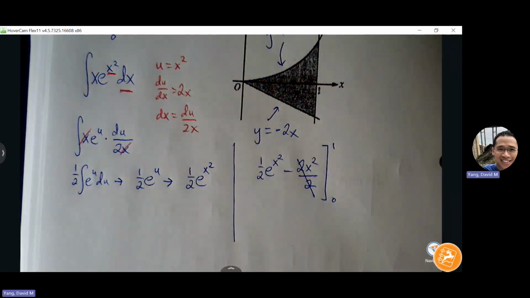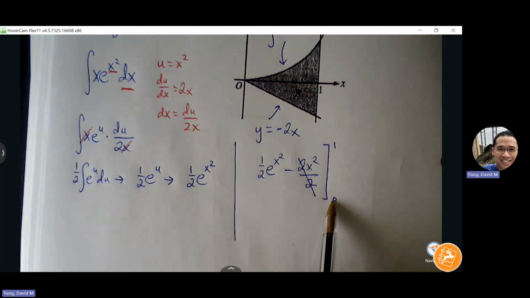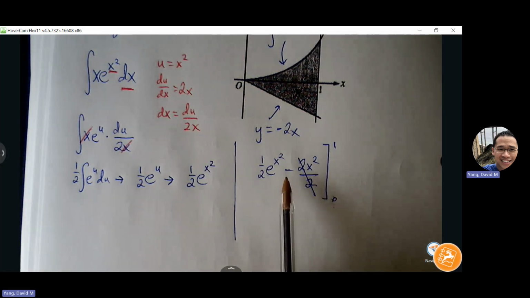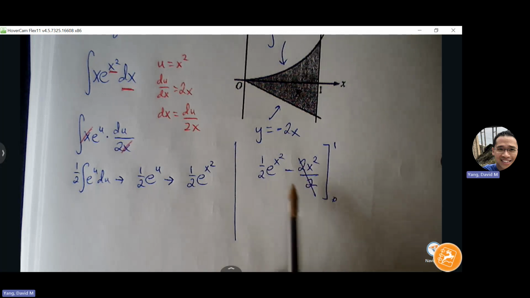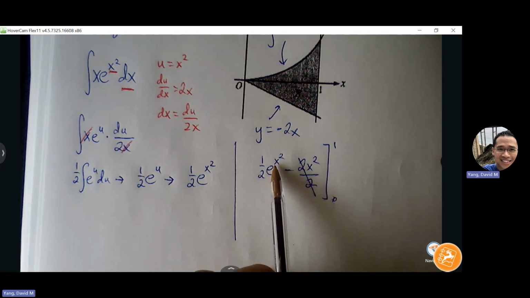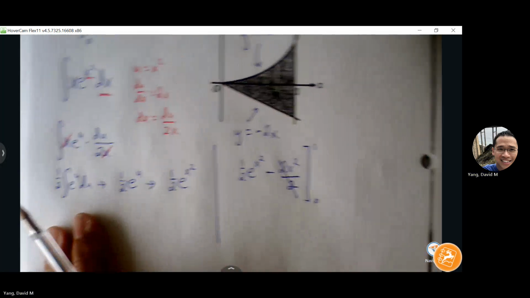Just be careful when you're evaluating your antiderivative and there is zero involved. I think our tendency is we assume that anything with zero is going to wipe out. So just be careful. In this case, that's not quite the case with e raised to the exponent, right? There's still something left over if I have an exponent that is zero.